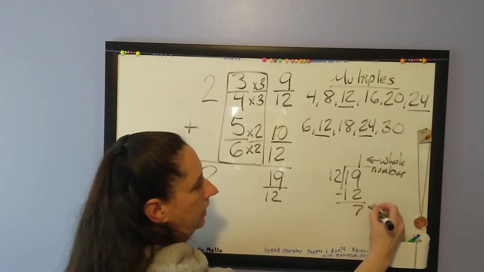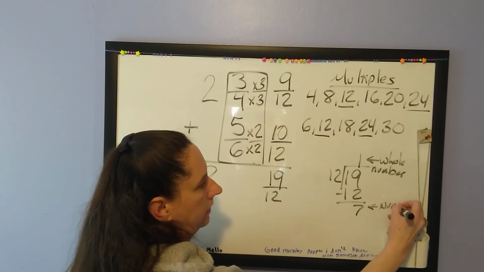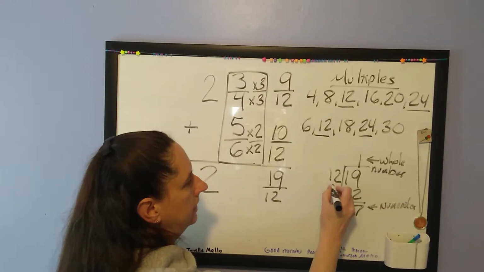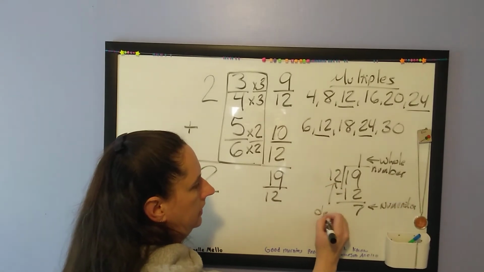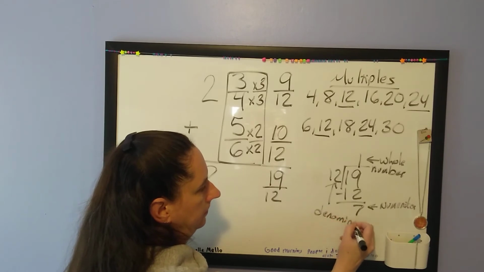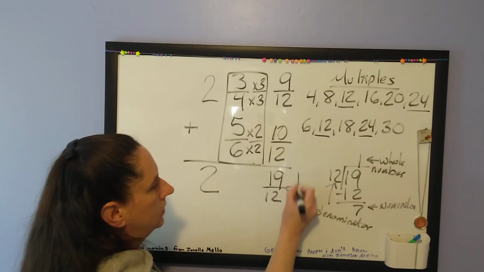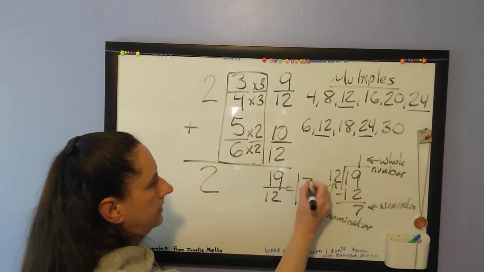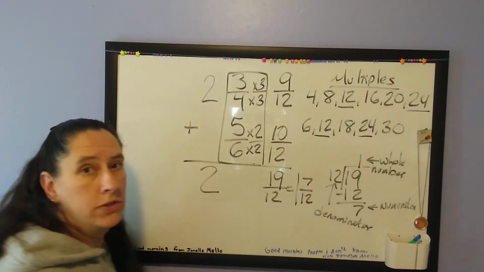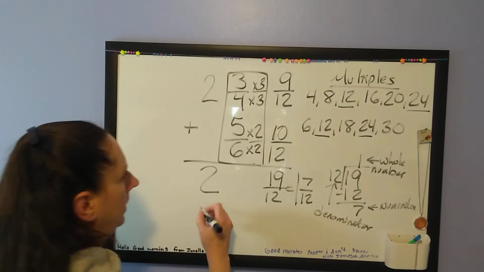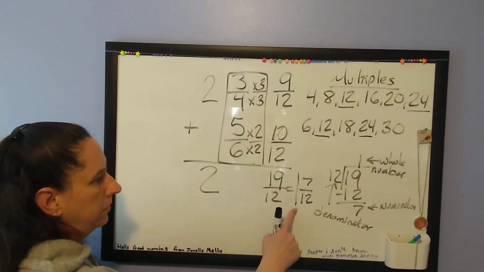This is my numerator. And this is my denominator. So 19 twelfths really means 1 and 7 twelfths left over. Okay. Now we're not quite finished because I have a whole number here and a whole number here.